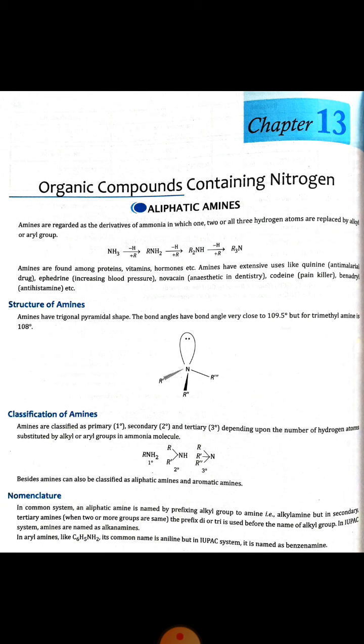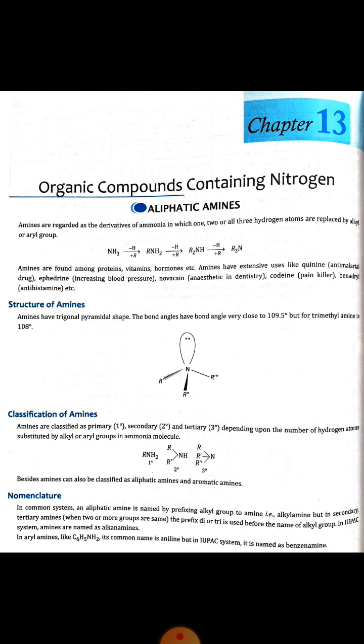Classification, I've already explained to you about the primary, secondary and tertiary amine. Primary amine, that is RNH2. The secondary amine is R2NH, and the tertiary amine is R3N. Besides, amines can be classified as aliphatic amines and aromatic amines. This is a major or broad classification of amines.